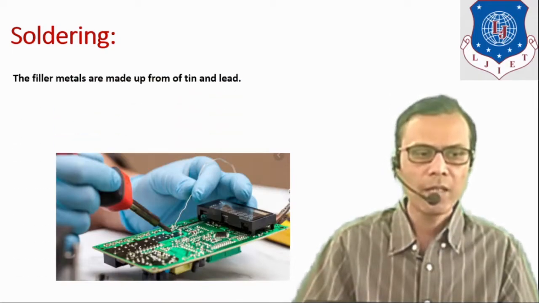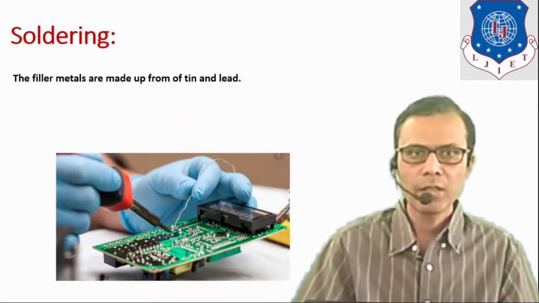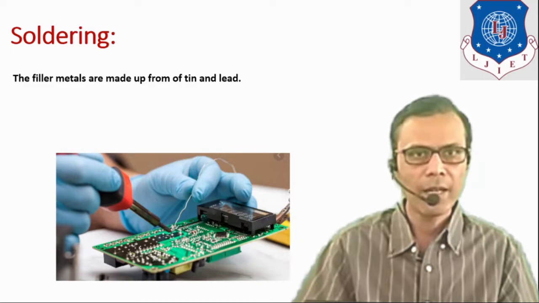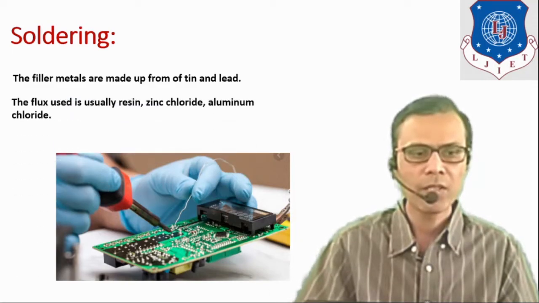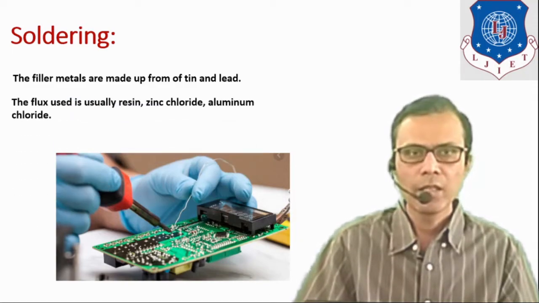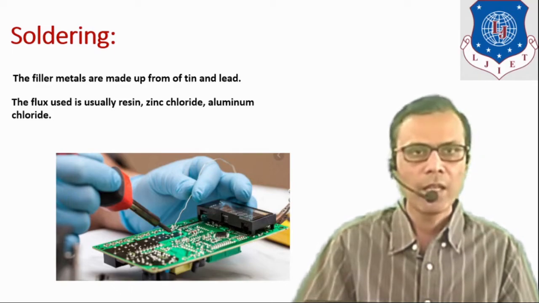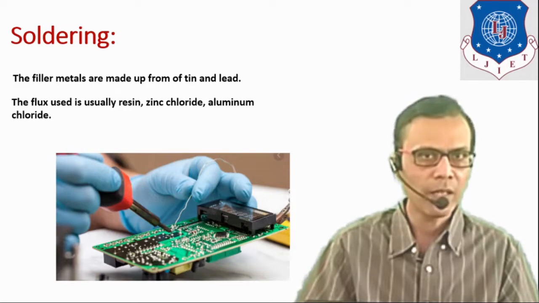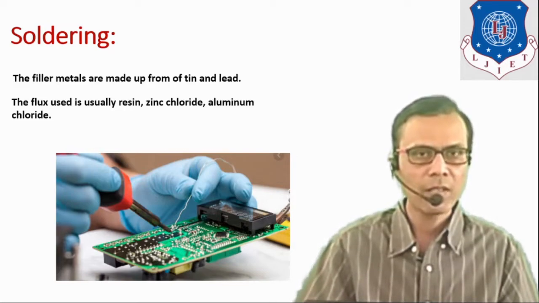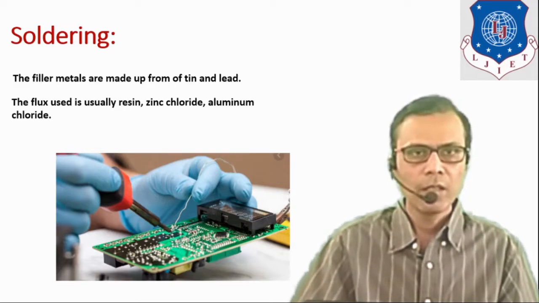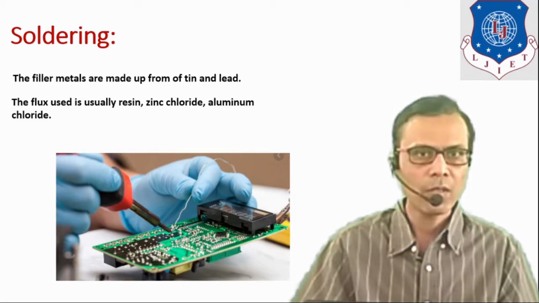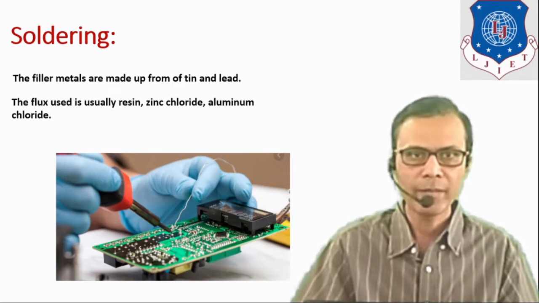The filler metal which is used is an alloy of tin and lead, and the flux which is used is generally zinc chloride or aluminum chloride, or resin can be used as a flux material. The function of the flux is to prevent the formation of oxide, or to protect the welding zone from contamination from the atmospheric air.